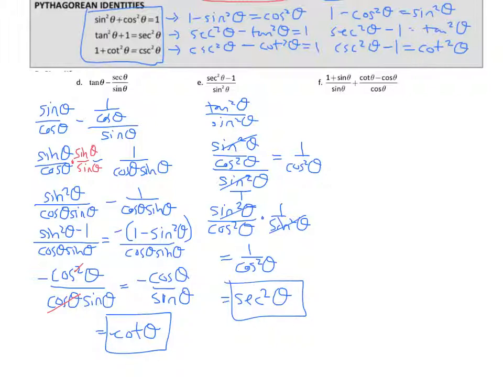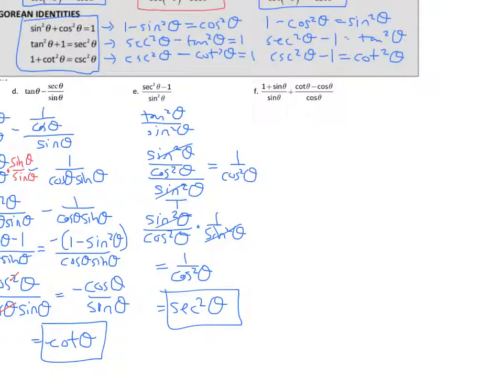And the next one, since I have two fractions that I would like to combine, I'm going to need common denominators again. So I'm going to multiply the first fraction by cosine theta over cosine theta. And I'm going to multiply the second one by sine theta over sine theta. And we will get cosine theta sine theta as both denominators. So for the first fraction, I have to distribute, and we get cosine theta plus sine theta cosine theta on the top. On the bottom, cosine theta sine theta.